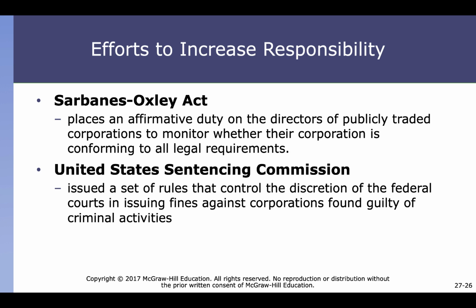The United States Sentencing Commission issued a set of rules that control the discretion of the federal courts in issuing fines against corporations found guilty of criminal activities. So they have to sentence and issue those fines in a prescribed way now. They only have a small range of fines and a small range of punishments, whereas before they had more discretion to make the punishment smaller or make it larger.